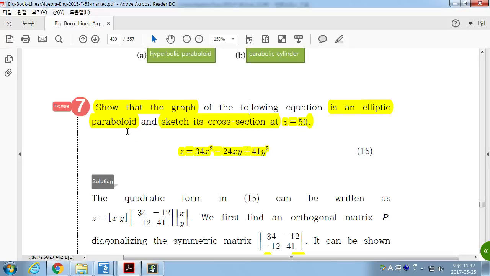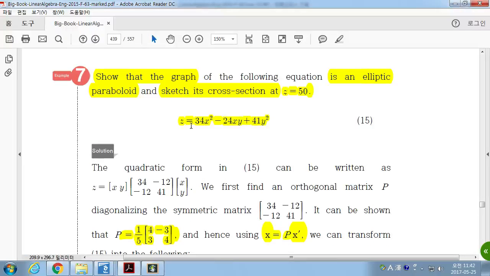So let's show that the graph of the following equation is an elliptic paraboloid, and sketch its cross section at G equal to 50. Okay, so we think about this graph and also the sketch of its cross section when G is equal to 50.